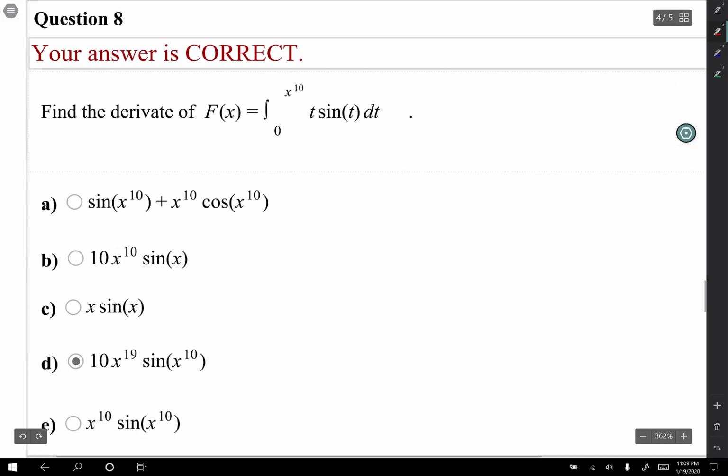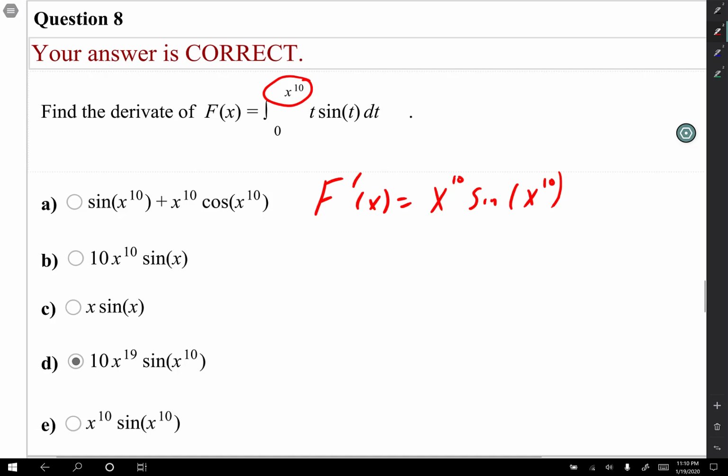All right, I have a variable on the top. This time it's not x, it's x to the 10th power. So I'm going to have to do chain rule, and it wants the derivative of f of x. All right, so here we go. F prime of x is equal to, wherever you have a t, you're going to substitute x to the 10th. Sine of x to the 10th. But here's the key. Since the upper limit was not an x, guys, we have to do chain rule. So now you're going to have to say times the derivative of x to the 10th, which is 10 x to the 9th. And remember, we followed protocol.